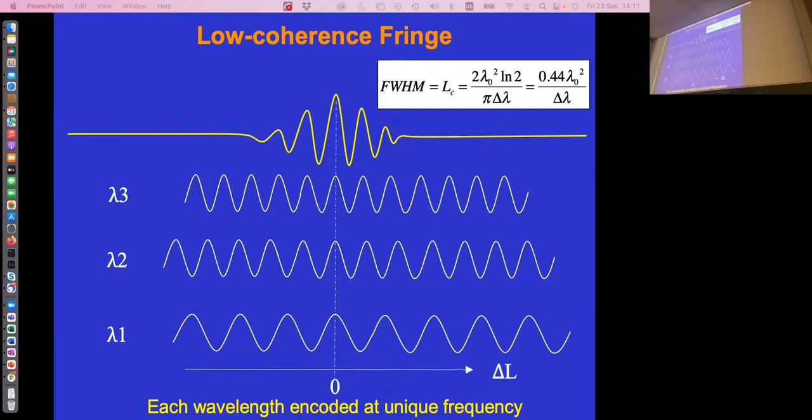Okay, but we use these different wavelengths, and then when we look at the interference pattern, it becomes localized in space. And you can describe the length over which there's still significant interference as the coherence length, and the coherence length is defined as 2 times the center wavelength times the natural logarithm of 2 divided by pi, divided by delta lambda. And delta lambda is then the spectral width of my source. So if this is my Gaussian source, then delta lambda would be this distance from here to here. This is then delta lambda.